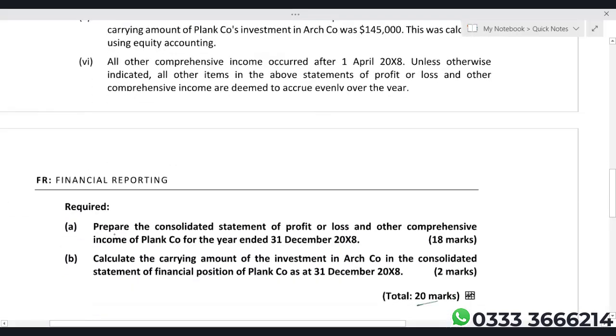It's a 20 marks question. Prepare the consolidated statement of profit and loss and other comprehensive income of Blank company for the year ended December X8, 18 marks. Calculate the carrying amount of the investment in ARC company in the consolidated statement of financial position, 2 marks. Let's read.